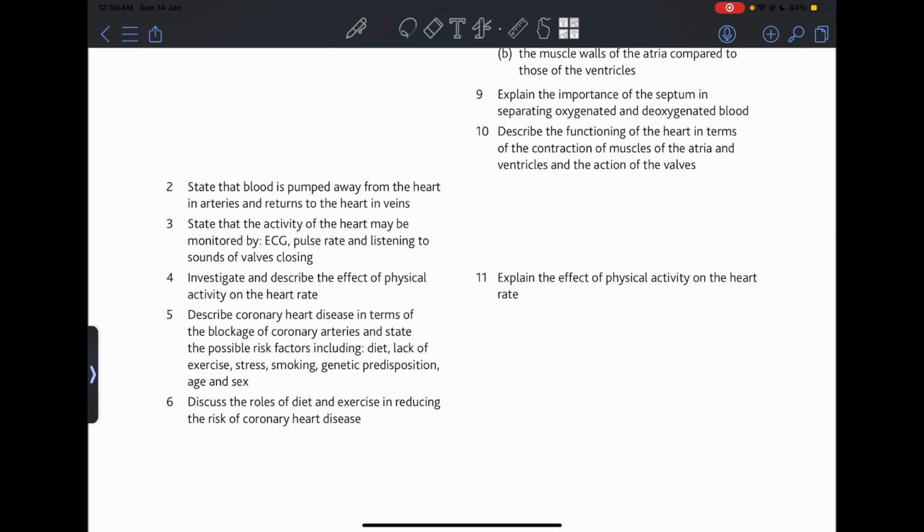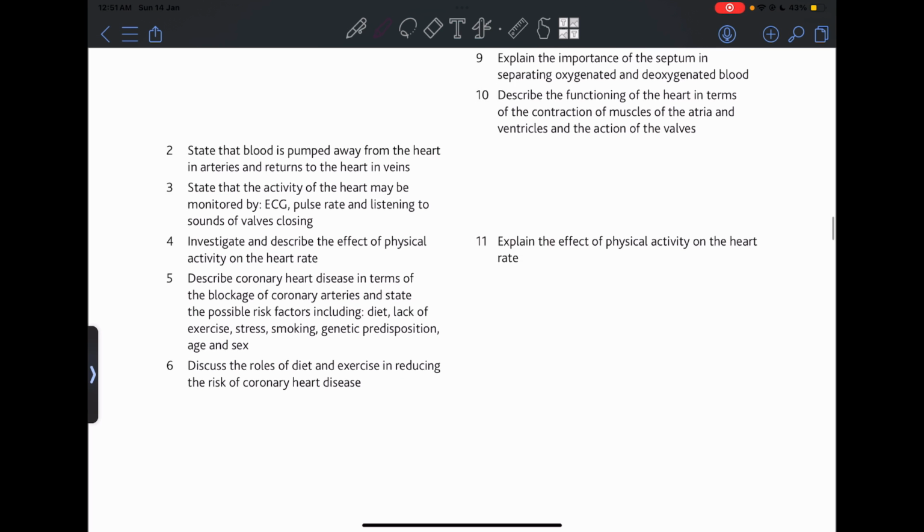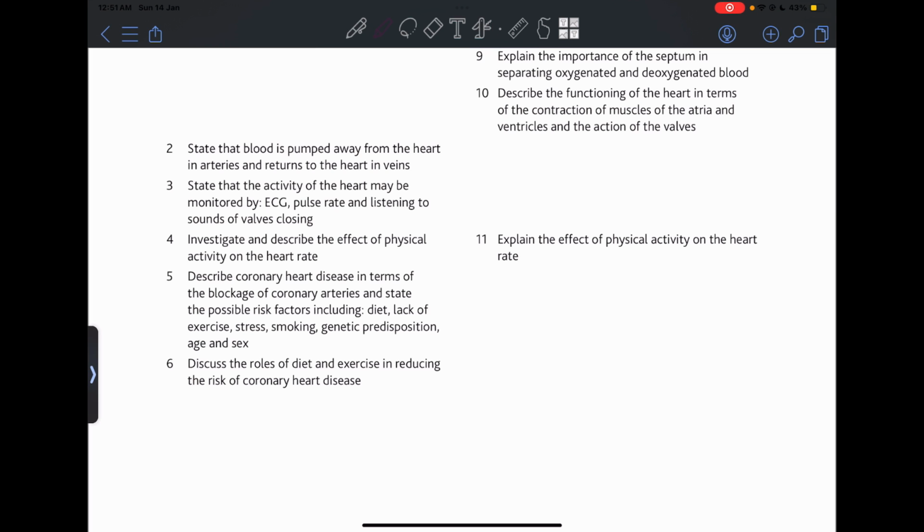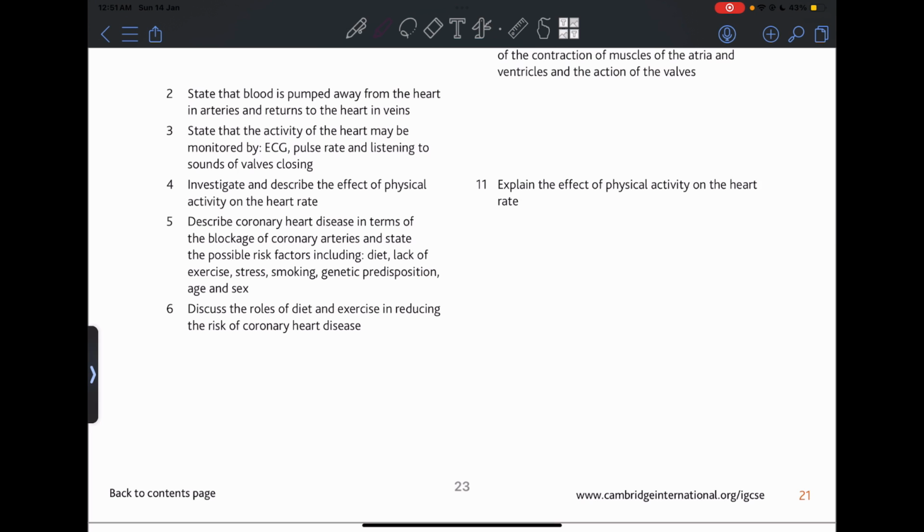Now number 2 says state that the blood is pumped away from the heart in arteries and returns to the heart in veins. So you have to know that the blood is pumped away from the heart in arteries, and then the veins bring back the blood from the rest of the body to the heart. And you have to know that the ECG is a way to monitor the activity of the heart, and also the pulse rate and listening to the sounds of the valves closing. This is when a doctor has this little stethoscope. When you put it on your chest, you listen to your heart's valves closing and opening. So this is basically the use of that stethoscope.